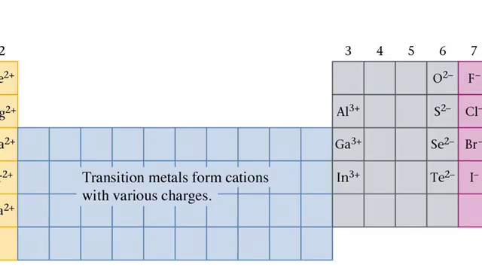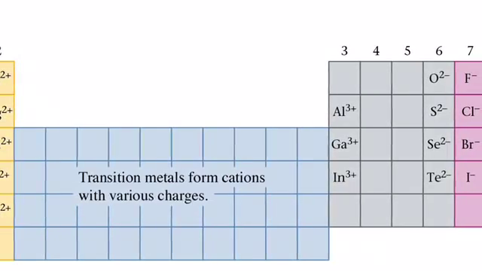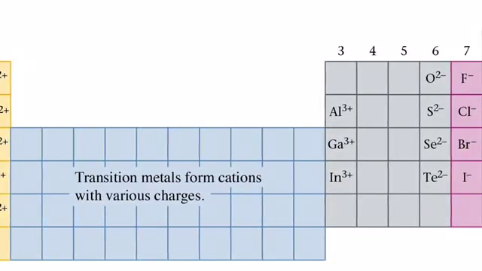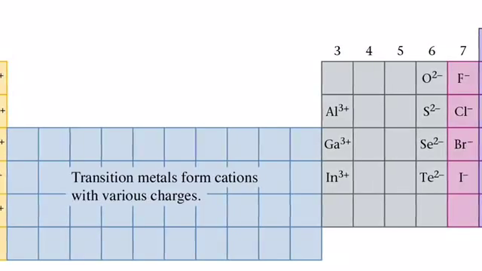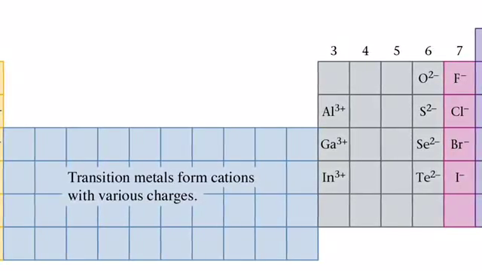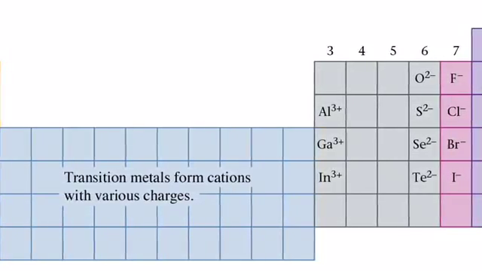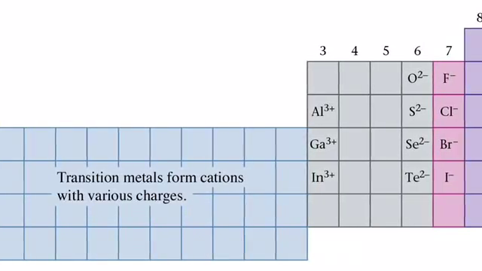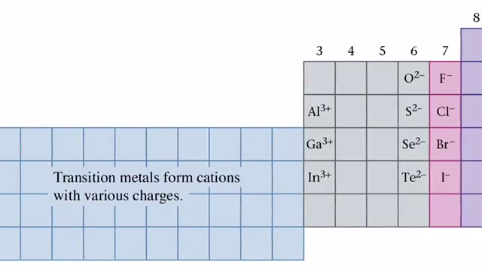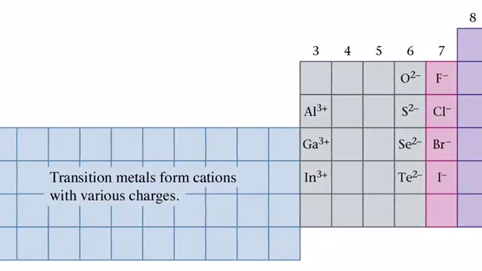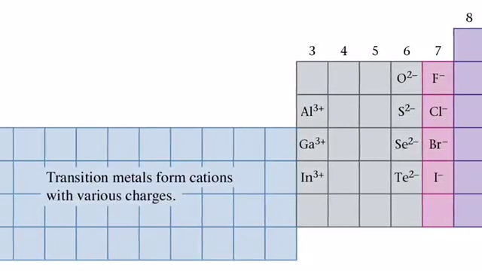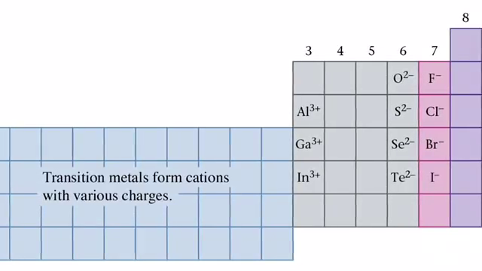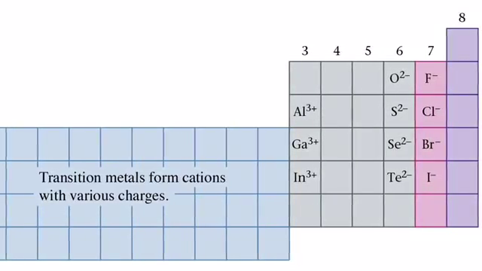Going over to the oxygen group, oxygen, sulfur, selenium, and tellurium, they all have a 2- charge because they gained 2 electrons. Remember that electrons have a negative charge. So if they gain 2 electrons, then they have a 2- charge. Everything in the halogen group, the fluorine, chlorine, bromine, iodine, the pink column here, they all have a -1 charge because they gained 1 electron.